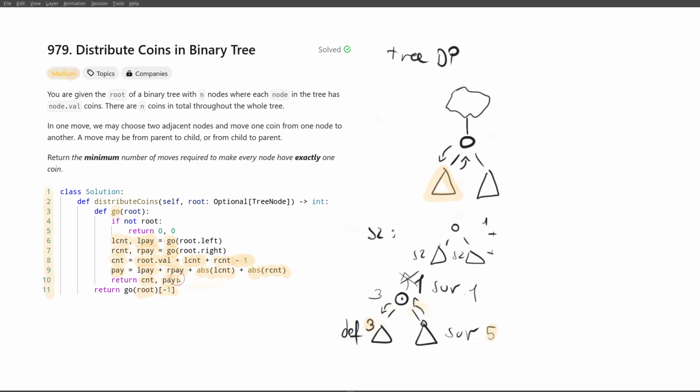But of course, since this pay is just the sum over all the nodes of what they contribute, it could also be just one value outside of the function which we just add to the global counter, and then we just have simply counting the counts. But I think this one is easier to see that this is indeed simply just a tree DP or a DFS on a tree.